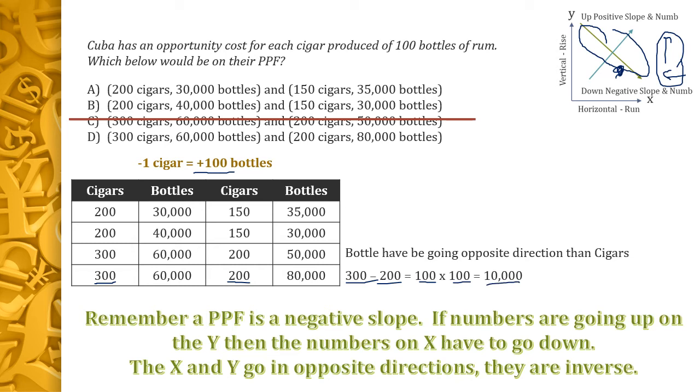Now, here's our thing, though. When we look at this, if we take 60,000 minus 80,000, we get a 20,000 difference. That's too much. It could only be 10,000, and we've got a 20,000 difference. So guess what? We're going to X that one out too, because we know that can't possibly be correct.